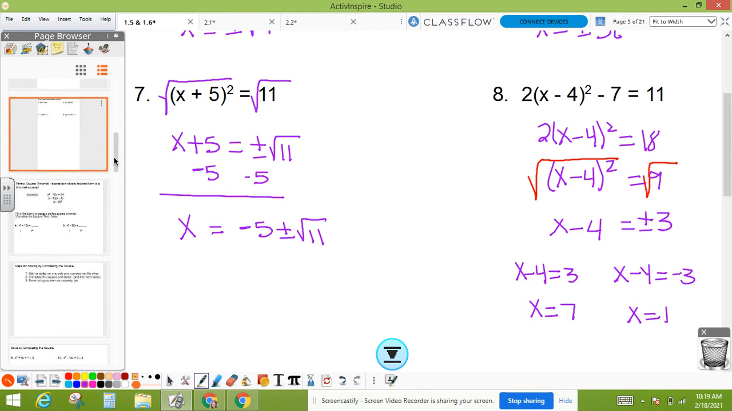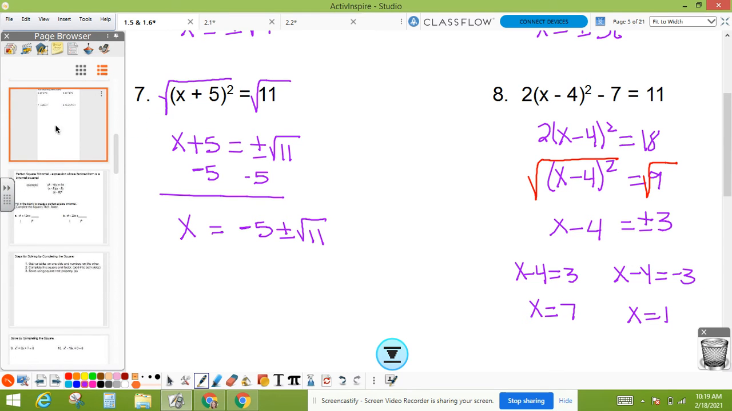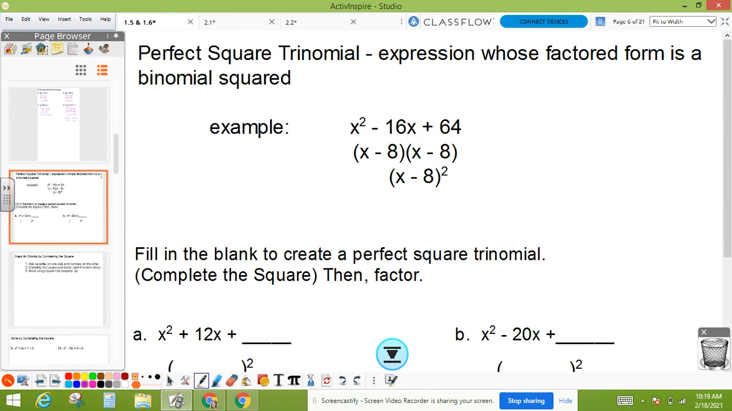Okay, so the next part is completing the square, which is going to lead us to problems that look like this. So it's really just more of this, but with an extra step. So before we can talk about how to solve by completing the square, we need to understand what that process is doing. So a perfect square trinomial is when you have a trinomial that when you factor it, you get the same thing twice. So it's something squared gave you that. That's what makes it a perfect square.